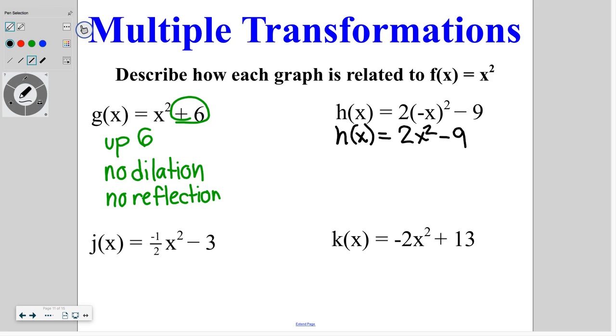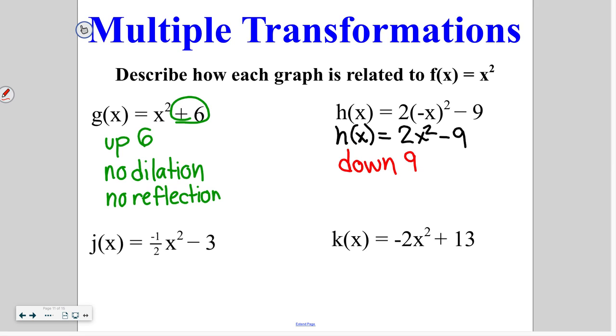So now we need to go through and look at our transformations again. This one is down 9 because of the negative 9. There is a dilation because of that 2. Since the absolute value of 2 is 2, that is bigger than 1, we are getting narrower. And there is no reflection because the negative was in parentheses, so it got canceled out by the squared. Go ahead and try j of x and k of x on your own.